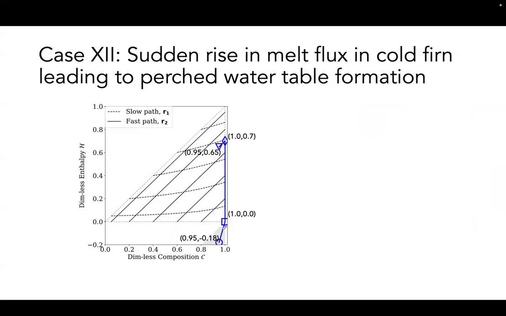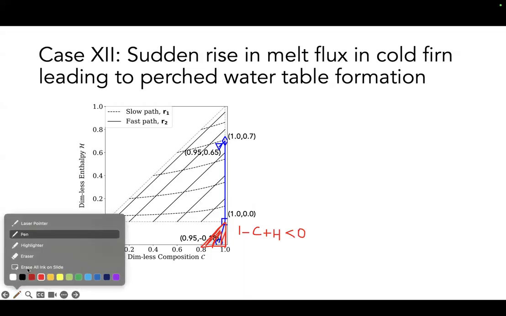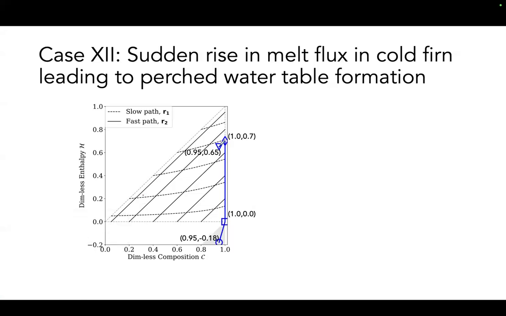So in this case, if our right state lies in this triangle, and this triangle has a formula which is 1 minus C plus H in the right state is less than 0. If your right state lies in this, it doesn't matter where your left state lies. I picked this value, but it could be any value. It does not matter. What matters is your right state, how cold your firn is.